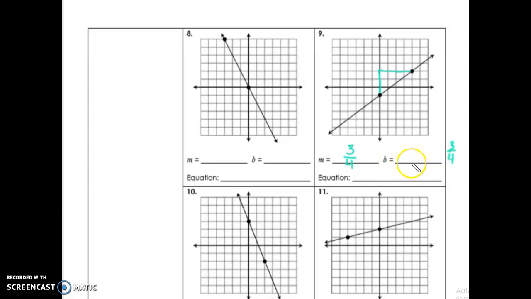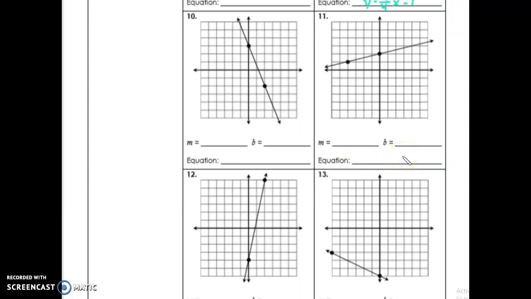My y-intercept, where does this line intersect my y-axis? And it intersects right here. If I start at the origin, I'm just going down 1. So my y-intercept is -1. And now I'm just plugging it into the formula. So y equals mx, my m is 3 over 4 times x. Instead of plus a -1, I'm just going to do take away 1. And that's my equation.